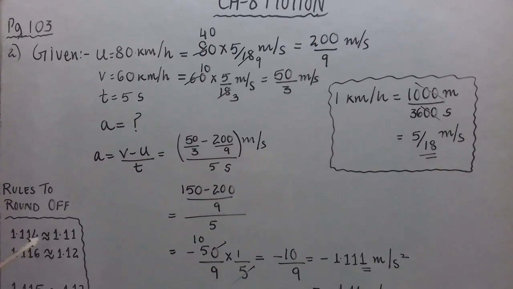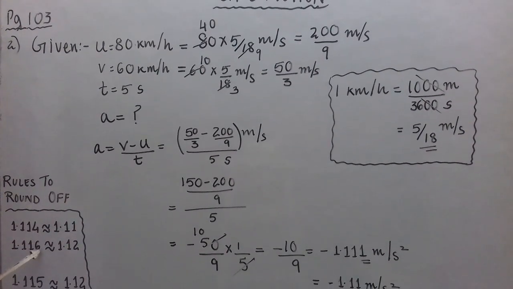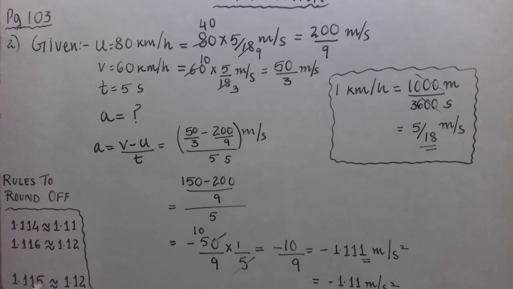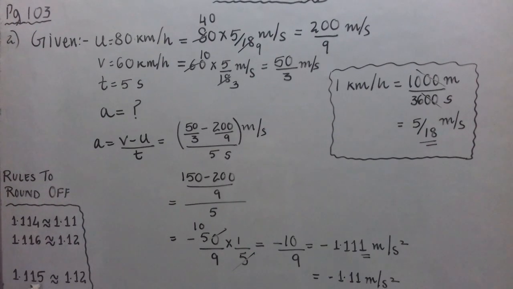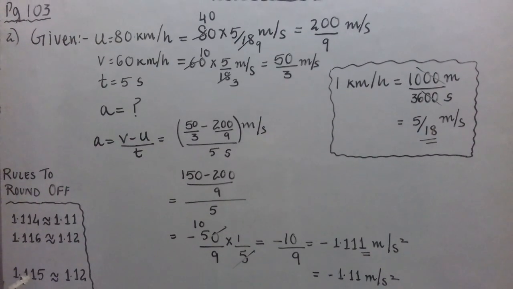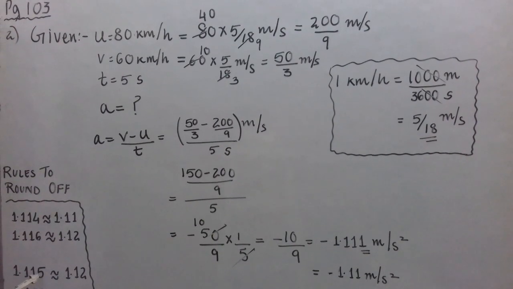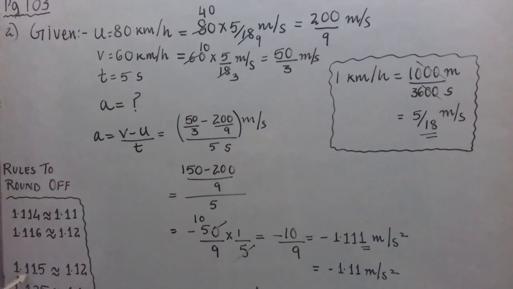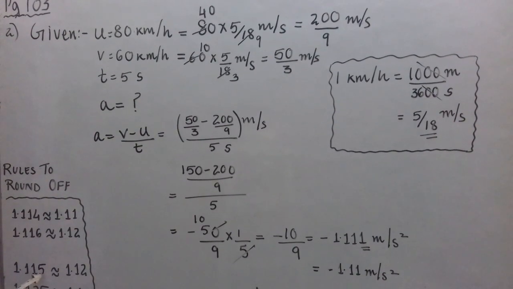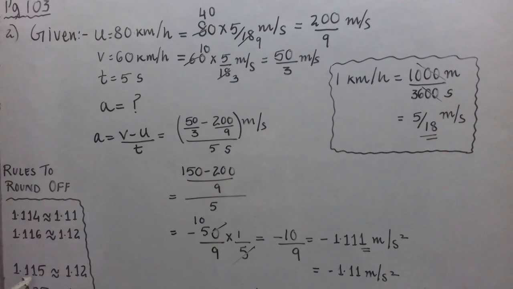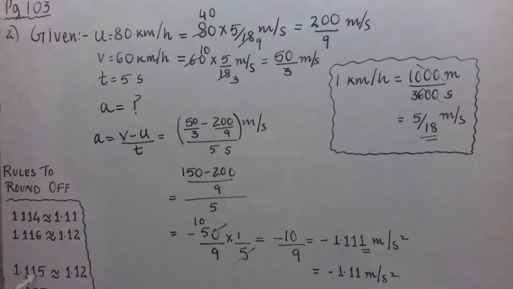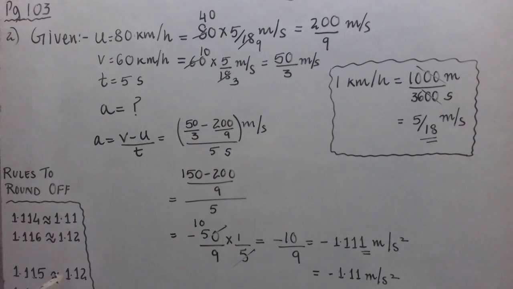Now the question is, if the digit is 5, then what to do? Suppose it is 1.115, how to round it off? In this case, remember students, if the preceding number is odd, then we'll increase it by 1. For example, 1.115. The last number we are going to drop is 5. So see that the preceding one, 1.11, it is odd. So what I'll do, I'll add 1 to this and round it off to 1.12.